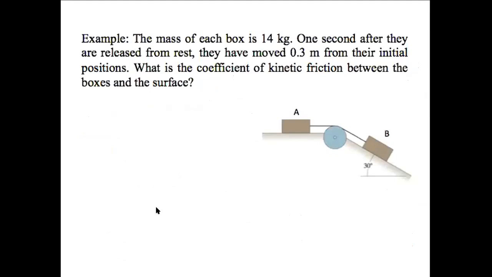The mass of each box is 14 kilograms. 1 second after they are released from rest, they have moved 0.3 meter from their initial position. What is the coefficient of kinetic friction between the boxes and surface?